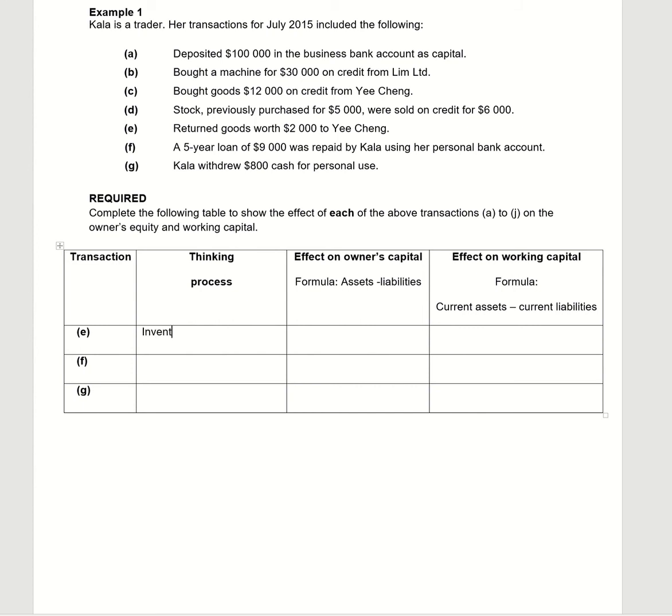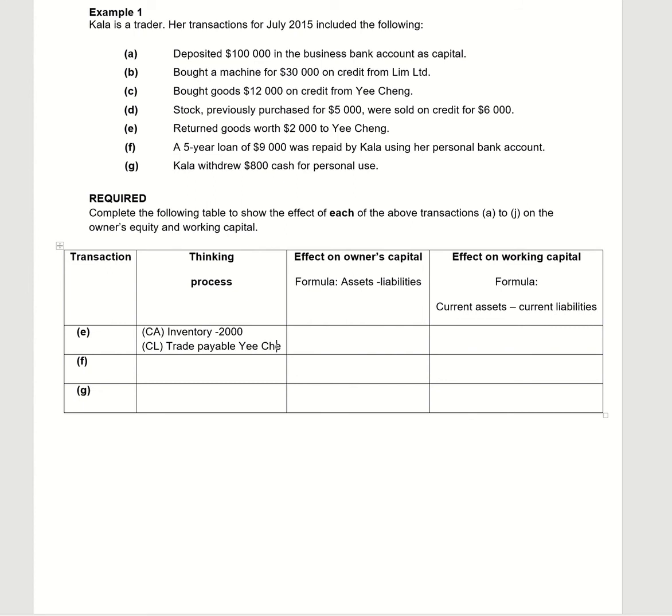So goods are commonly known as inventory. If I return business goods to the supplier, your inventory will minus by $2,000. Then you think, what are inventory? Inventory are actually our current assets. Other than that, who is Yi Ching? Yi Ching is in fact our trade payable. Trade payable are current liability, so trade payable Yi Ching.